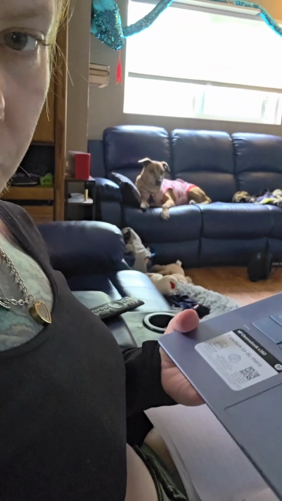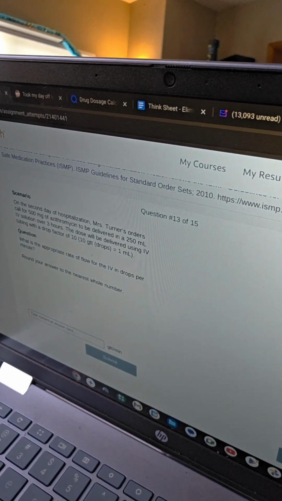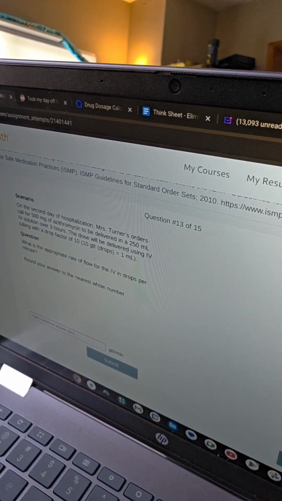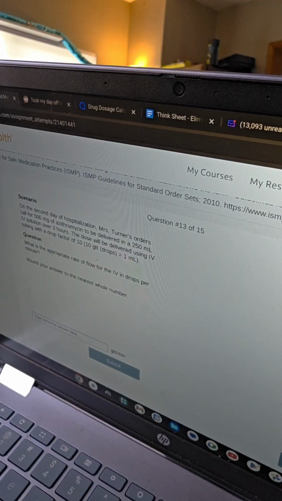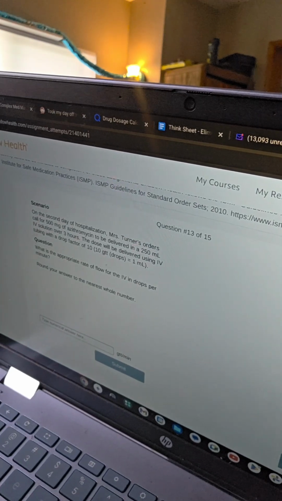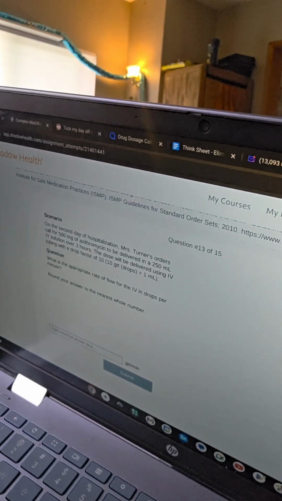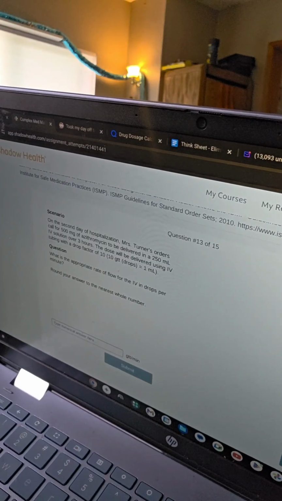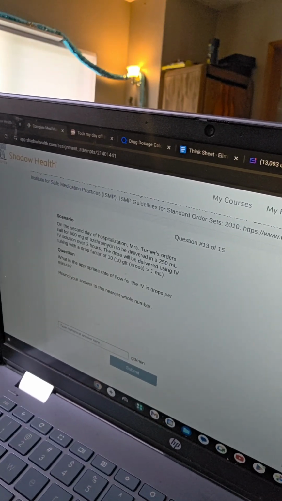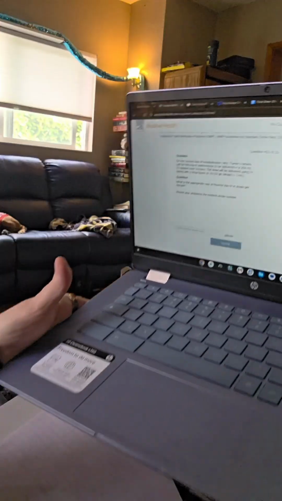Right now we're going to go over question 13. Question 13. On the second day of hospitalization, Miss Turner's orders call for 500 milligrams of zithromycin to be delivered in a 250 milliliter IV solution over 3 hours. The dose will be delivered using IV tubing with a drop factor of 10, which is 10 GTT. What is the appropriate rate of flow for the IV drops? IV and drops per minute. Remember, drops are the GTT.